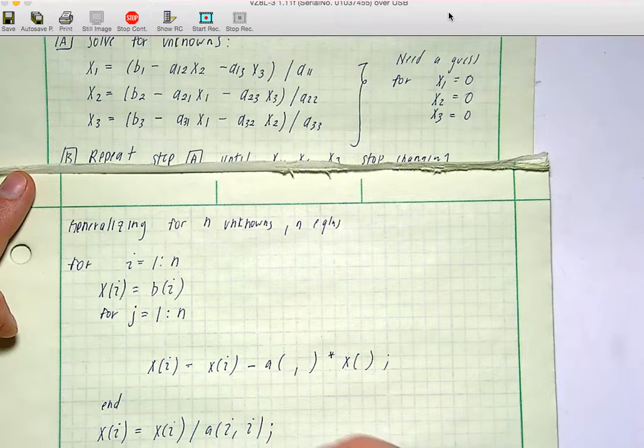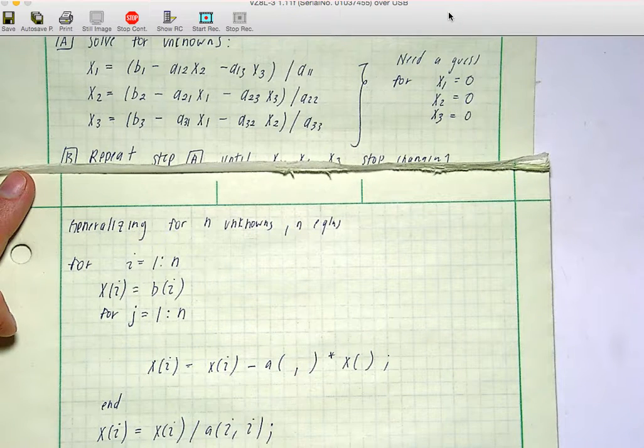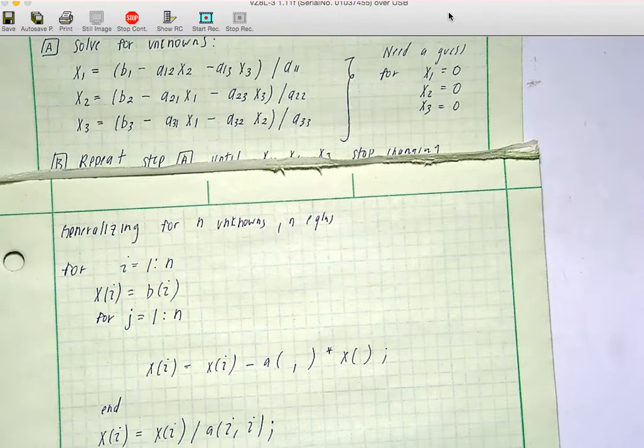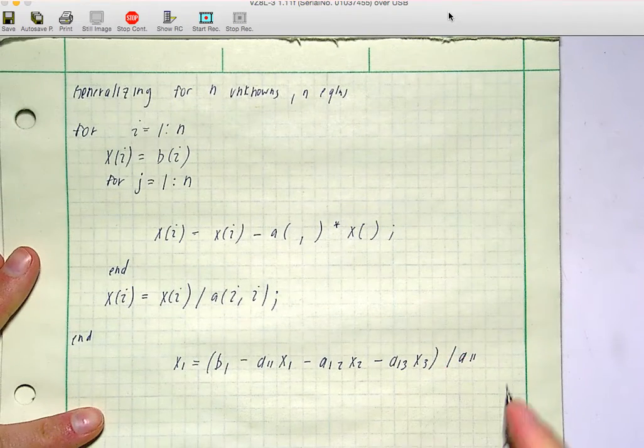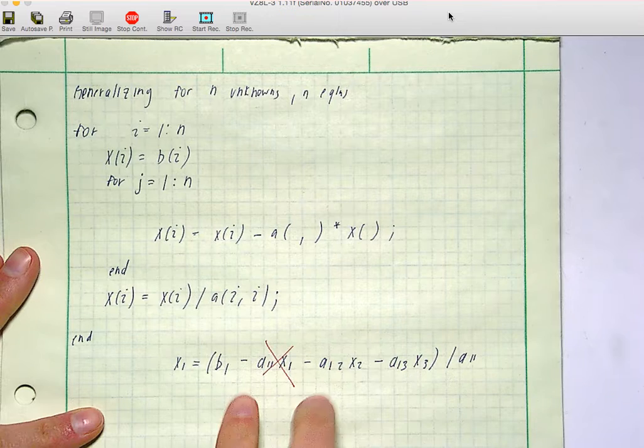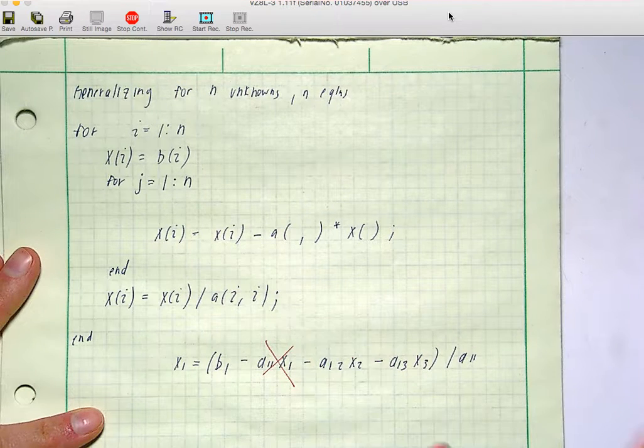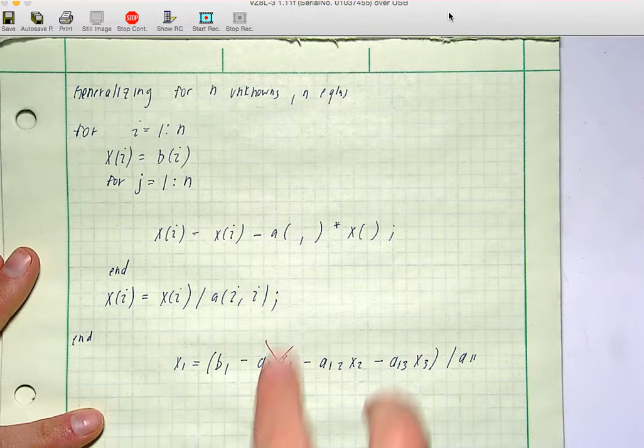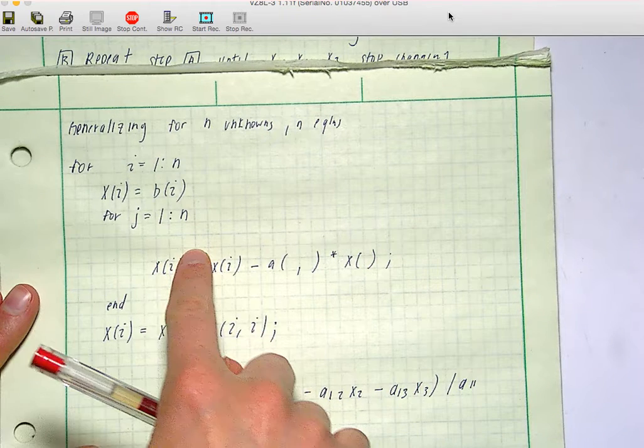Assuming I get this indexing figured out, it's going to give me x1 minus a12 x2 minus a13 x3, divided by a11. And you'll notice that in the actual equation, this middle term is gone, right? Because it's the one you solved for. So you have to think about in this loop how to get rid of it.